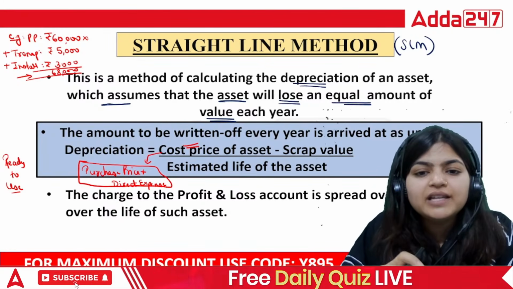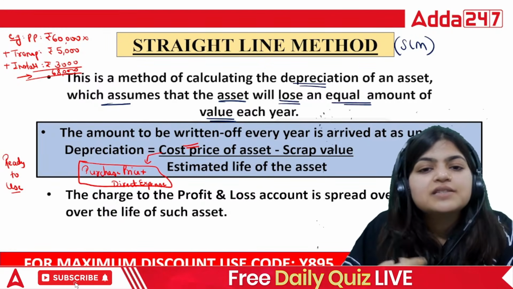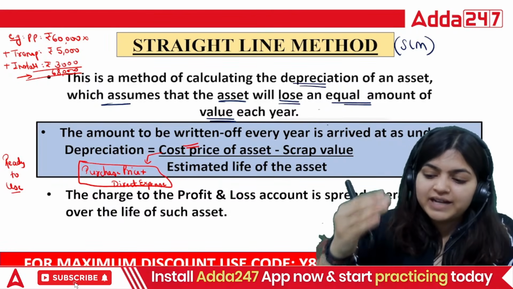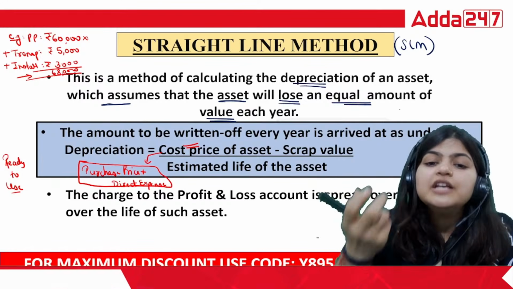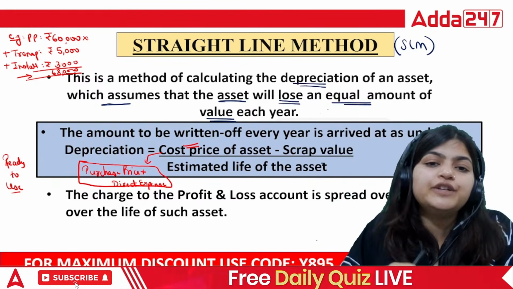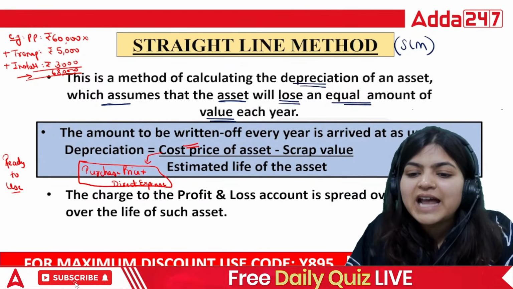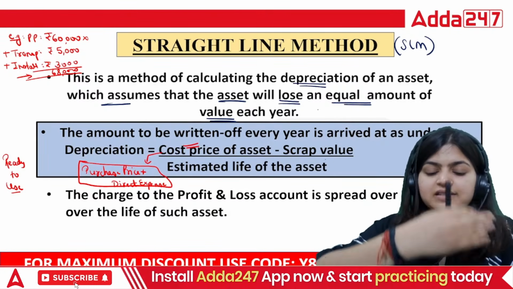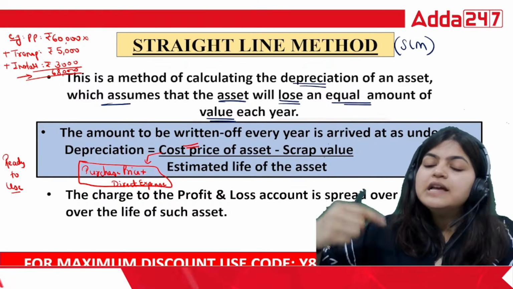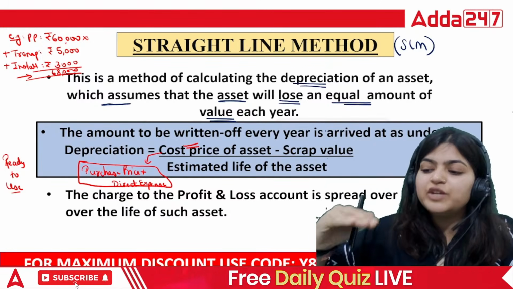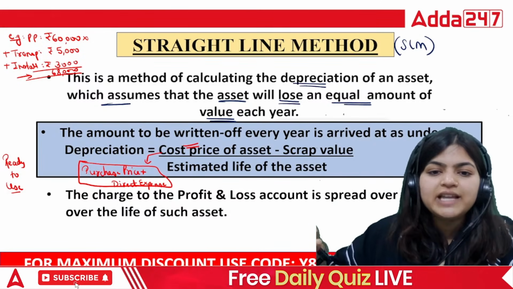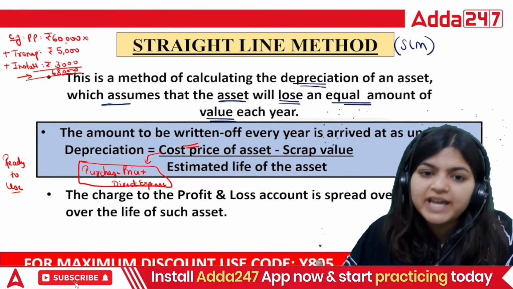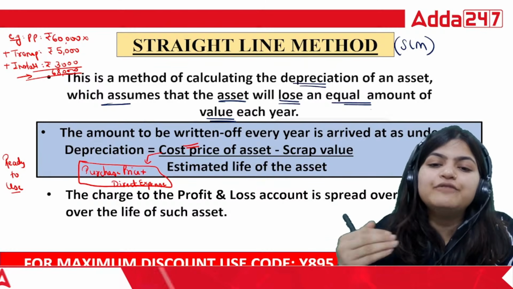Minus scrap value. Scrap value means at the end of the life of that asset you will sell it, and the amount you are going to recover from it is the scrap value. You purchased in 2026, now you are using it for 5 years. In 2031, when you are reselling it, that amount is known as scrap value. Divided by estimated life of the asset.